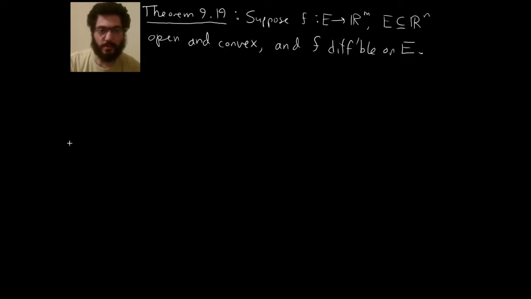So here's the theorem statement, theorem 9.19. It's our usual setup, except we're going to assume that the domain E of F is not only an open set, but a convex set. I don't know if you've seen the definition of that, but let's discuss that in a moment. And also, we're going to assume F is differentiable on E.